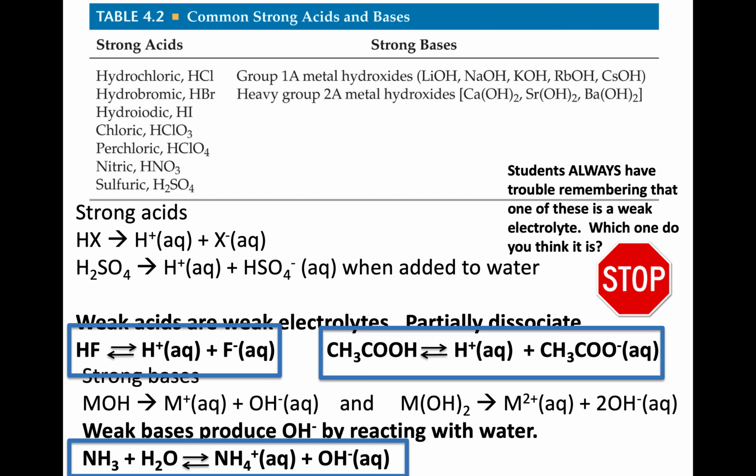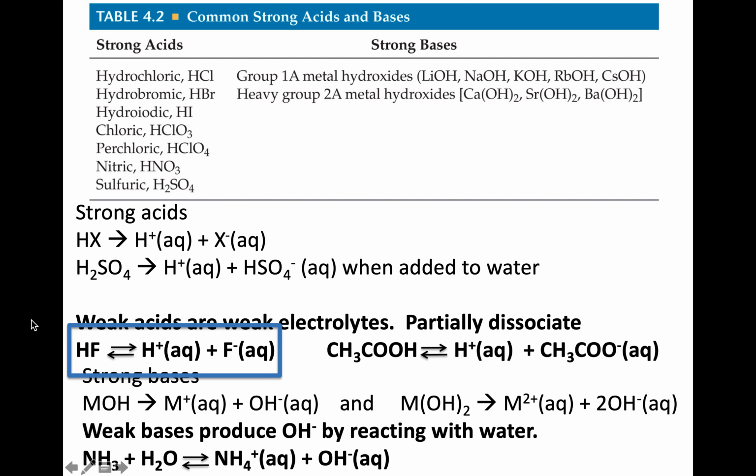Students always have trouble remembering that one of these is a weak electrolyte. Which one do you think it is? Out of those three, which ones do students all the time mistake and consider it to be strong? Pause the video, make a prediction. Students always mistake HF, and I get it. We have the others within that same column: HCl, HBr, HI. Why wouldn't HF apply as well? I completely understand the students' error on that point. But let's remember that it is a weak electrolyte. It's a weak acid. In fact, the only strong acids I need you to know are the ones that are listed right here. Every other acid that we encounter is going to be a weak acid.